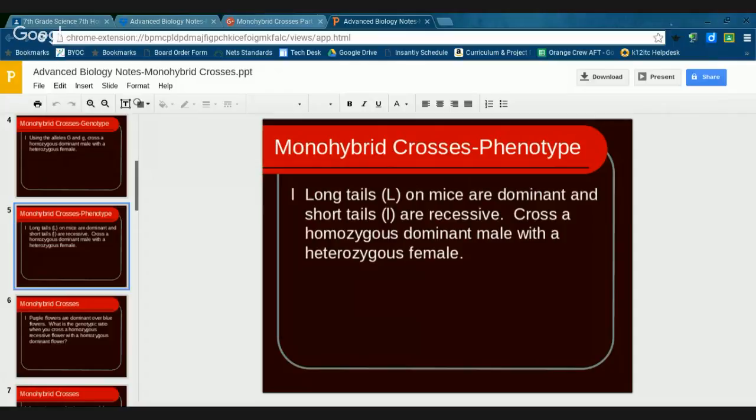So go ahead and set up your Punnett square, and put the homozygous dominant male on top and the heterozygous female on the side. So when you do that, it's basically the same as the last time. I just realized that. Sorry. Normally when I do this, I catch it.